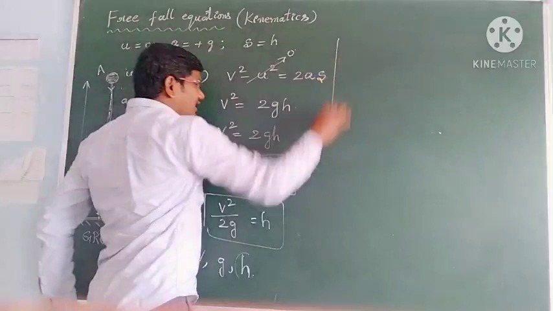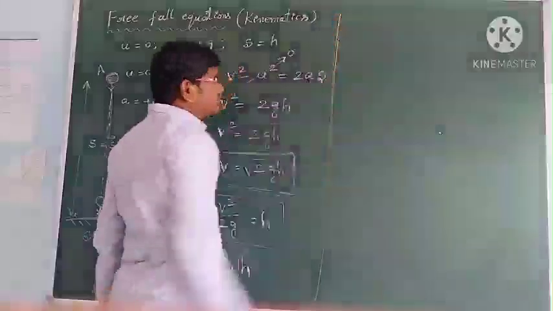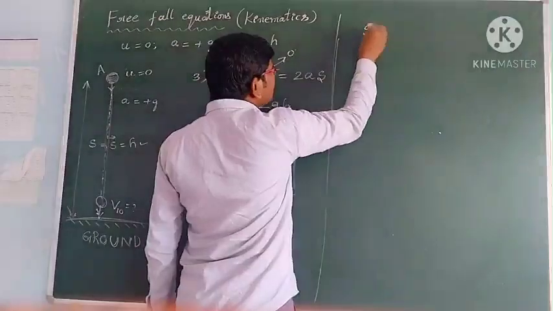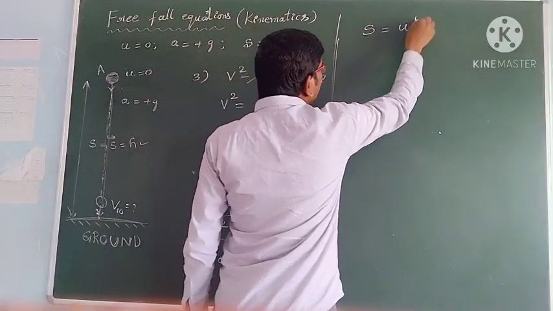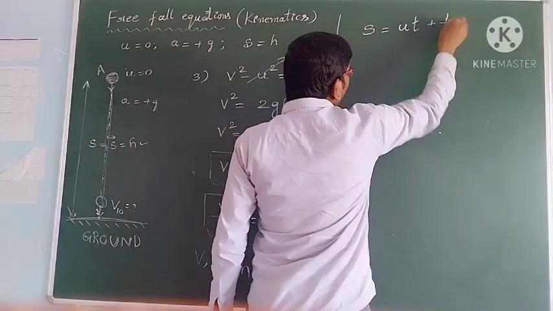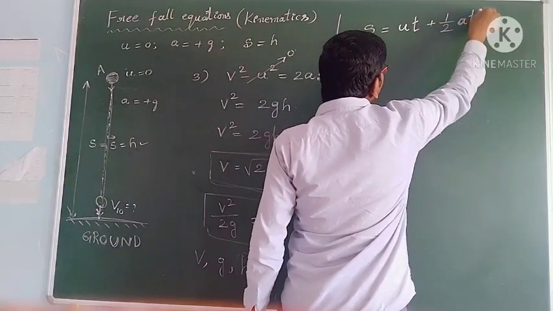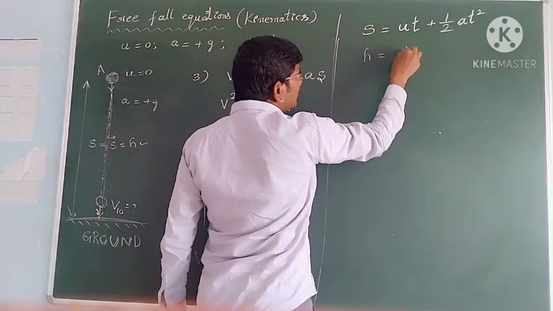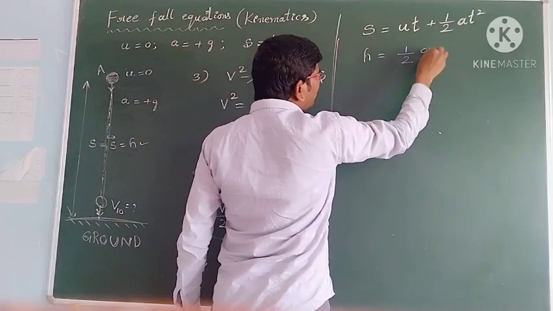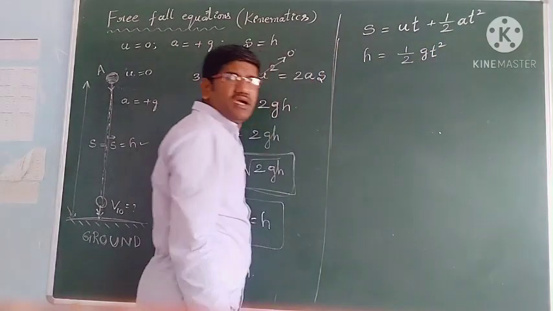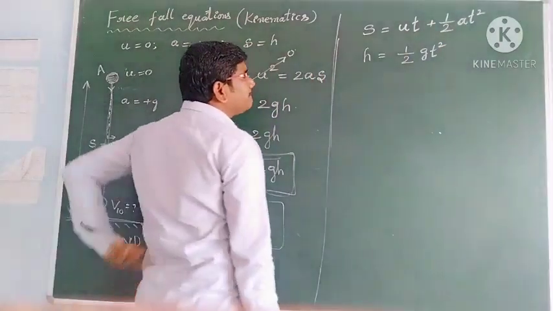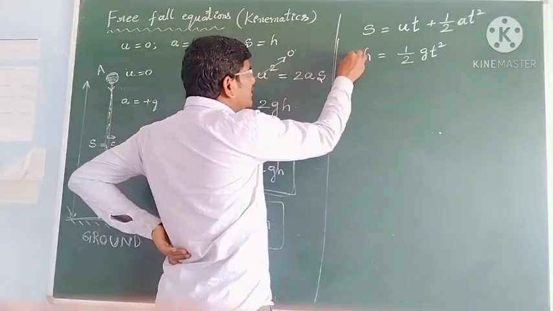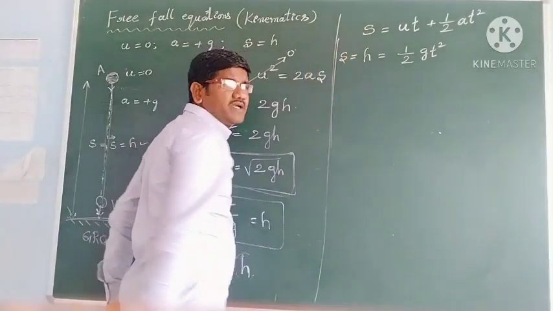Okay, and the second equation we also know, you see students. What is the second equation? s is equal to ut plus half a t square is the equation. Then s is equal to h, ut value is 0. So what can you write? Half g t square. h is equal to half g t square we have written. Okay students, that is called the height fallen or the displacement.